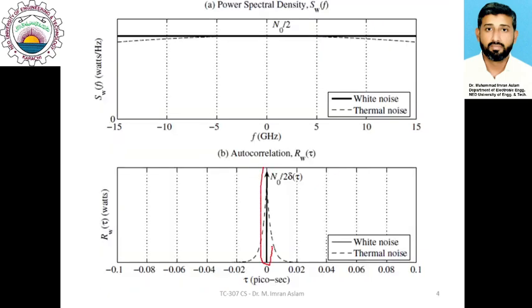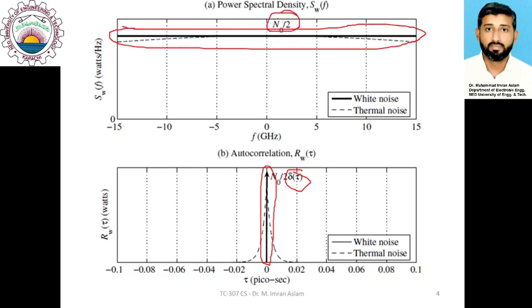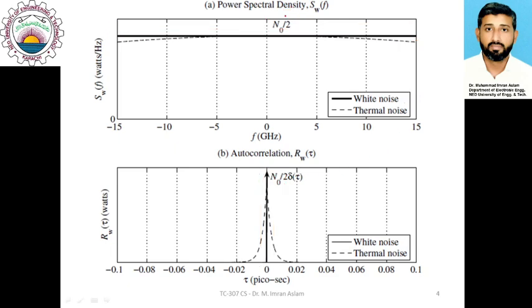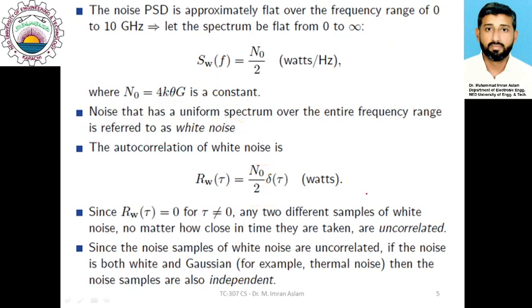This thick line is the white noise modeled by an impulse function. The constant thick line, given by this constant amplitude N0 by 2, is the representation of the white power spectral density of white noise. You can compare this representation with this dotted line. You can see that white noise is a reasonably good model to represent thermal noise in most scenarios. So we can conveniently approximate our thermal noise with this white noise model.